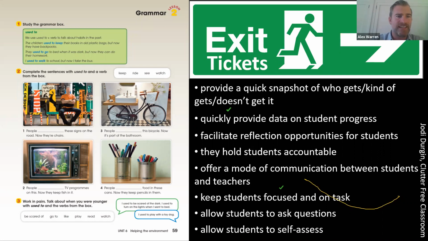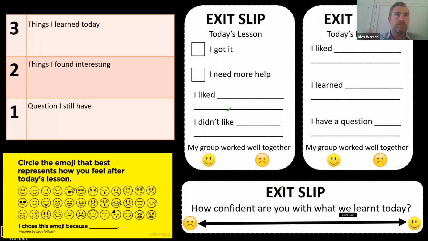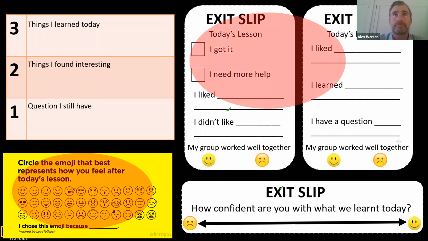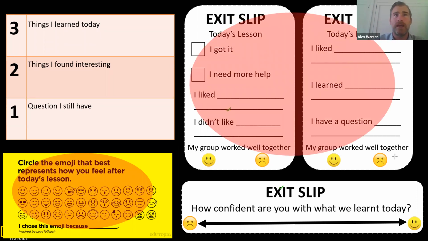So what do exit tickets look like? Well, there are many different types. You go online, you can find all kinds. Here are some that I've mocked up. 3 things I learned today, 2 things I found interesting, 1 question I still have. Nice one. The emoji one, students love the emoji one because it speaks their language, right? These 2 up here: Today's lesson, I got it, I need more help. I liked, I didn't like. I liked, I learned, I have a question. Or just a very simple one at the bottom here: How confident are you with what we learned today?